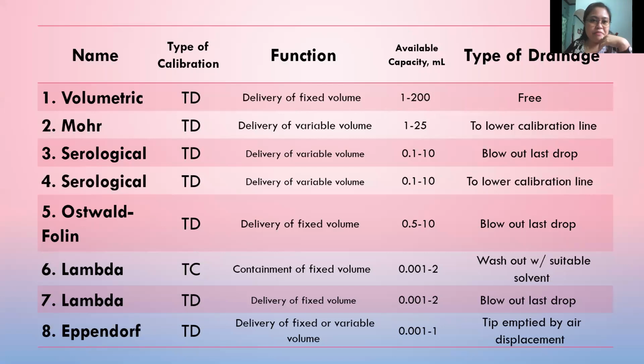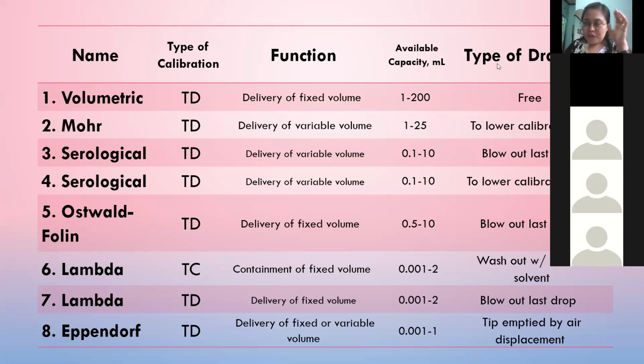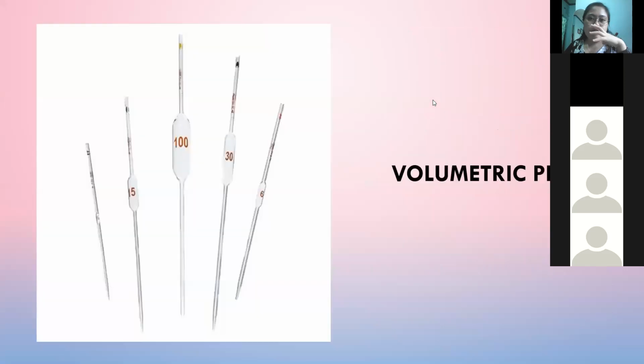We have different types of pipettes class. We have the volumetric pipette, which is used to deliver. And to be exact, ang volumetric pipette is used to deliver the fixed volume of our liquid. So we have different sizes of our volumetric pipette. It can be 1 ml or it can be a big volumetric pipette that can accommodate up to 200 ml. Now, this one is a free-flowing class in terms of its drainage. Free-flowing lang ang ato ang volumetric pipette.